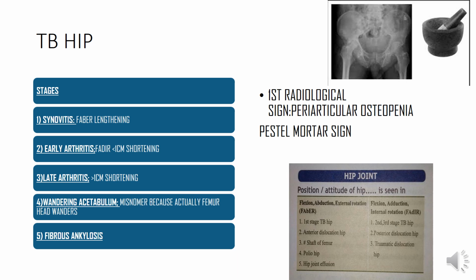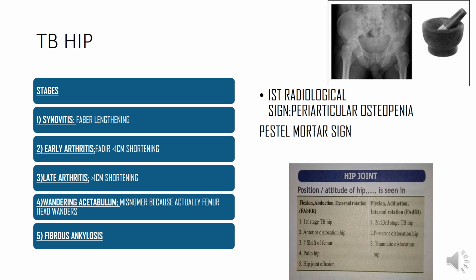Next, we'll talk about TB hip. The stages of TB hip are synovitis, early arthritis, late arthritis, wandering acetabulum, and fibrous ankylosis. The first stage is synovitis, which has FABER lengthening. FABER stands for flexion, abduction, and external rotation.